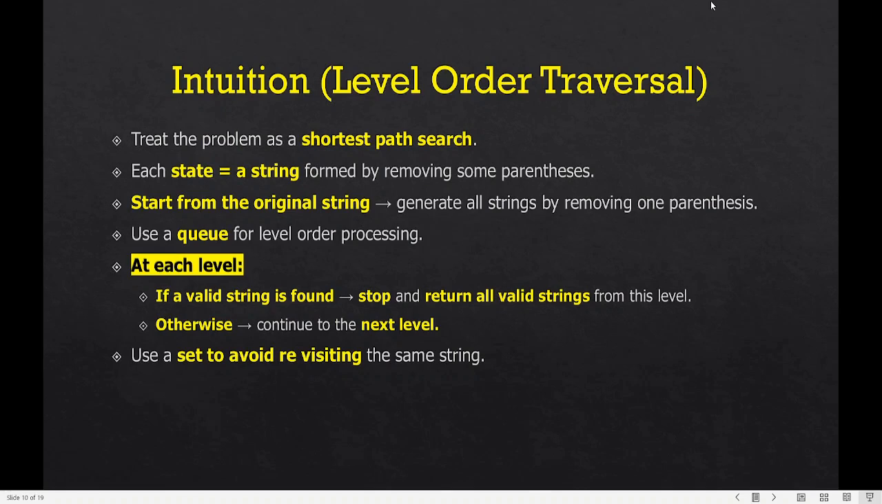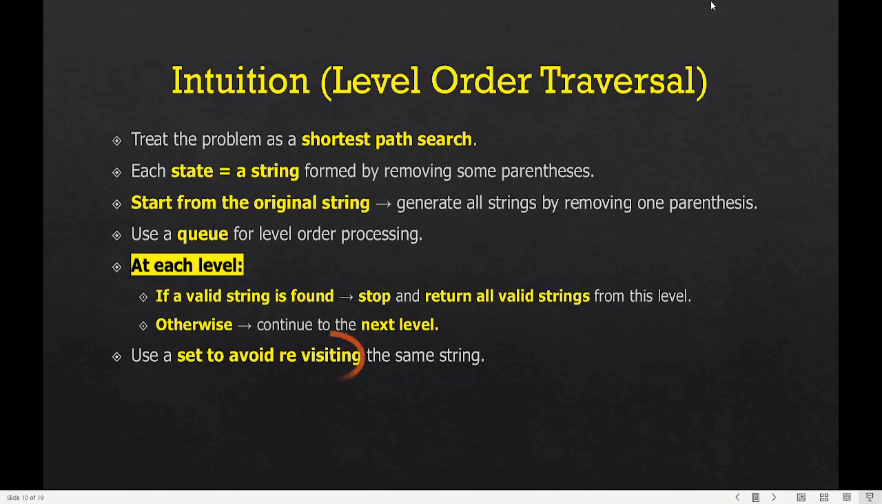This is another pseudocode you can think of. First of all, we'll treat the problem as a shortest path search. Each state is representing an invalid expression that is formed by removing some parentheses. We will start from the original string. We will generate all the strings by removing one parenthesis at a time. We will use a queue for level order traversing, and then at each level, if a string is valid, we will stop and return all the valid strings from this level. Otherwise, we will continue to the next level. We will use a set to avoid revisiting repeated strings.